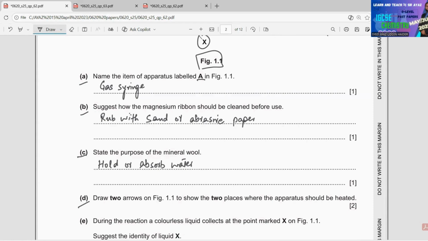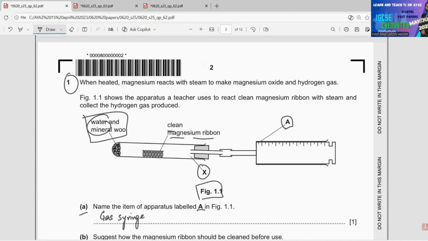Part D. Draw two arrows on figure 1.1 to show the two places where the apparatus should be heated. Now they are saying magnesium reacting with steam. So we need water in the gas state. So we need to heat at this point. You need to provide heat at this point as well as to the magnesium ribbon. So these will be the two arrows you are going to show.